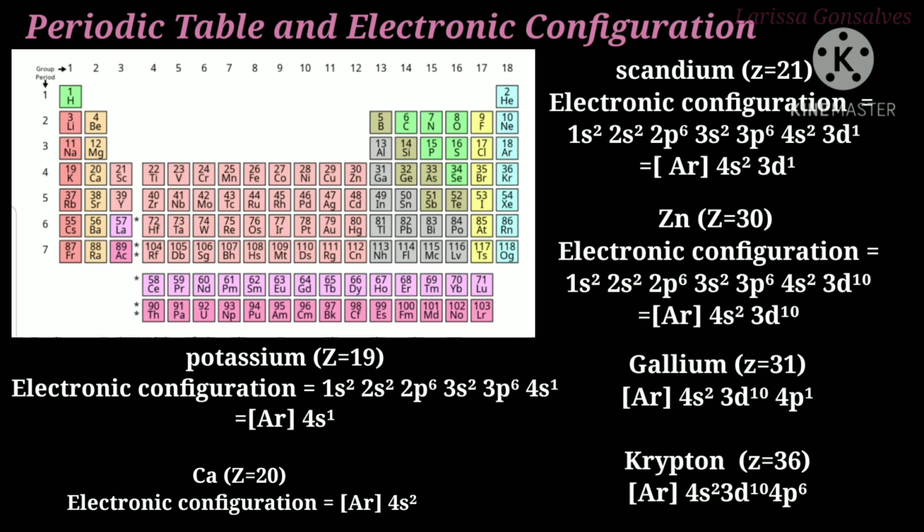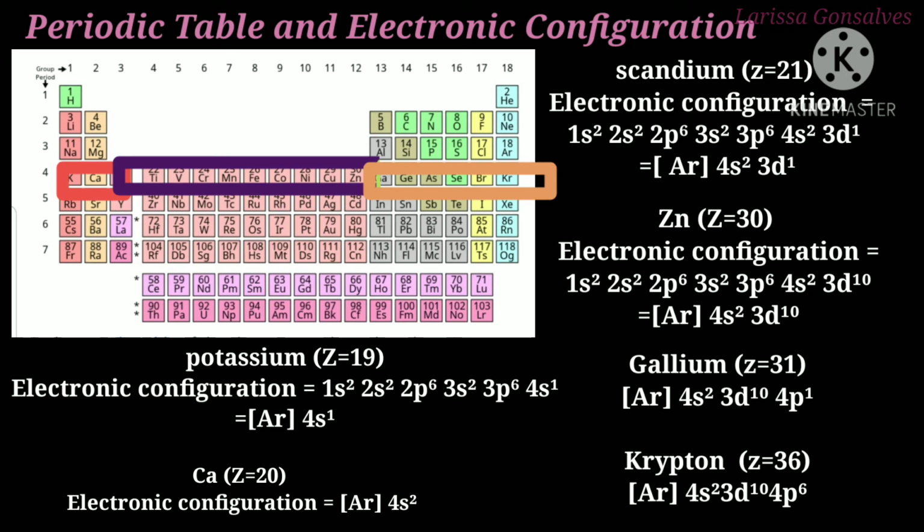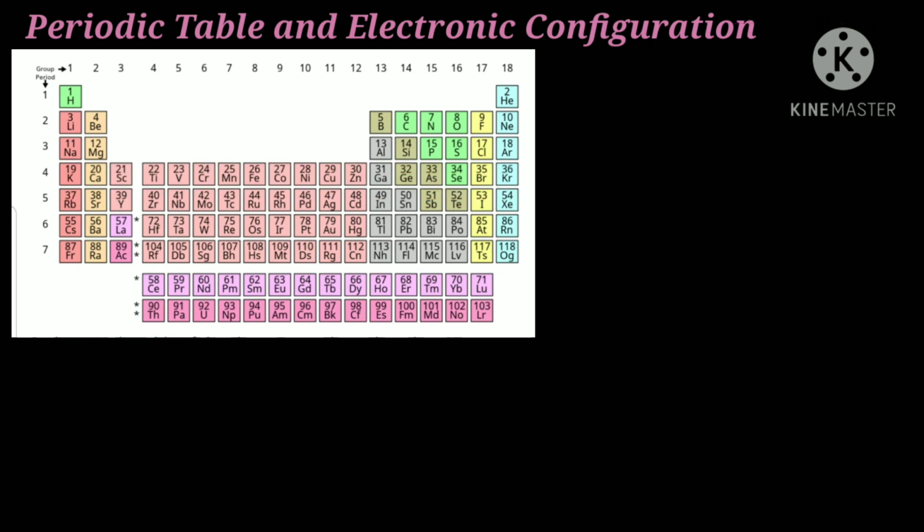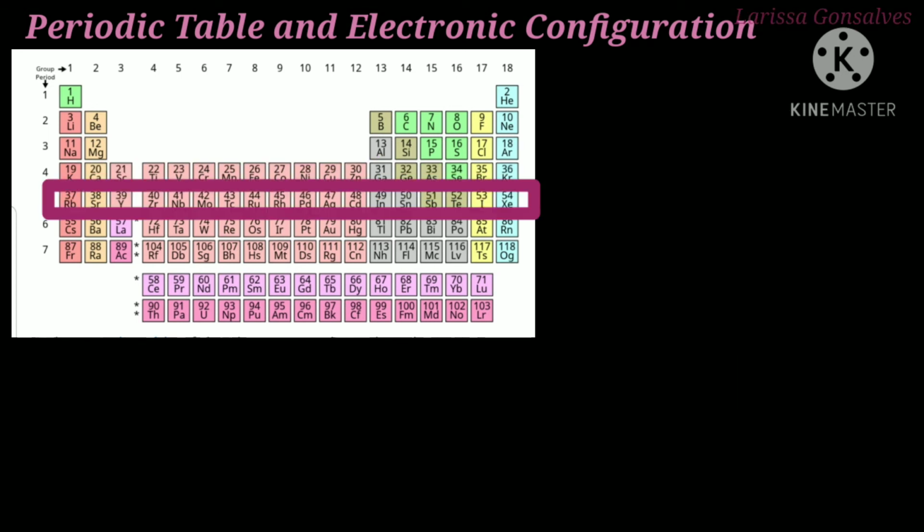So the fourth period contains 18 elements, that is 2 elements, potassium and calcium, 10 elements starting from scandium to zinc, and 6 elements from gallium to krypton. So the total number of elements present in the fourth period is 18. The fifth period has 18 elements present because of the successive filling of electrons in the 5s, 4d and 5p subshells.